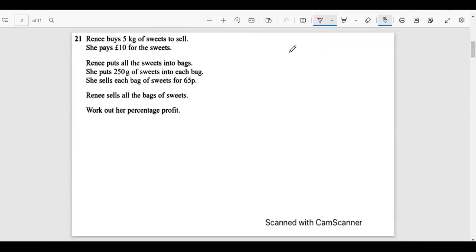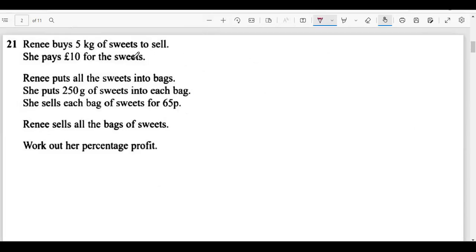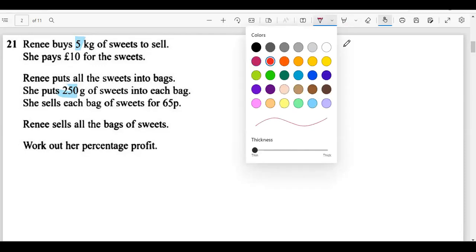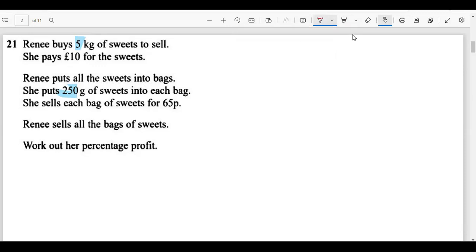Okay. There's one last question and then that is it for today. It says Rainy buys 5 kg of sweets to sell. She pays 10 pounds for the sweets. Rainy puts all the sweets into the bags. She puts 250 grams of sweets into each bag. She sells each bag of sweets for 65 pence. Rainy sells all the bags of sweets. Work out her percentage profit. 5 kgs and 250 grams. So how many number of bags is she going to have? First, just take a minute, read the question, and then start answering me.